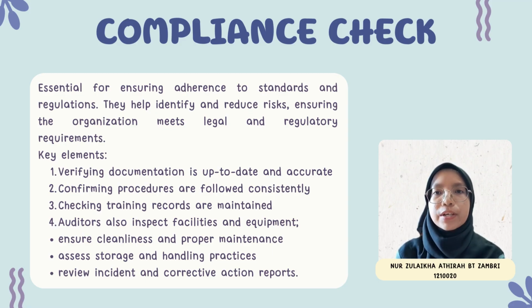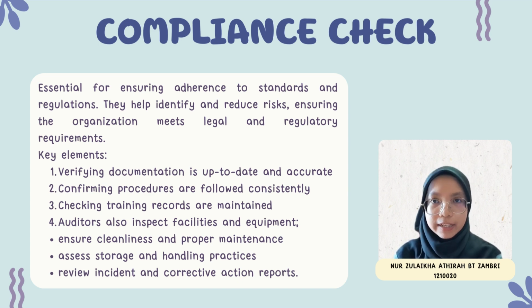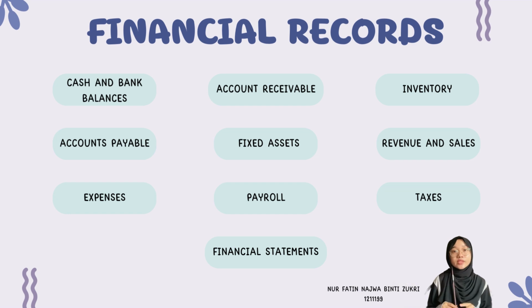Compliance checks are essential for ensuring adherence to standards and regulations. They help identify and reduce risk, ensuring the organization meets legal and regulatory requirements. Key elements include verifying that all documentation is up to date and accurate, confirming that procedures are followed consistently, and checking that training records are maintained. Auditors also inspect facilities and equipment to ensure cleanliness and proper maintenance, assess storage and handling practices, and review incident and corrective action reports.